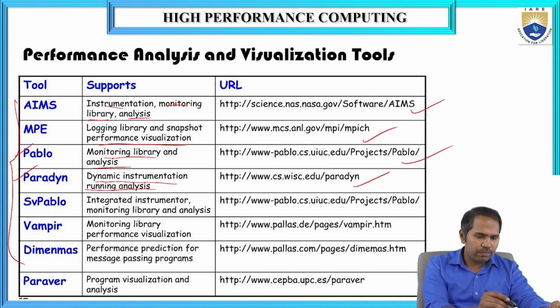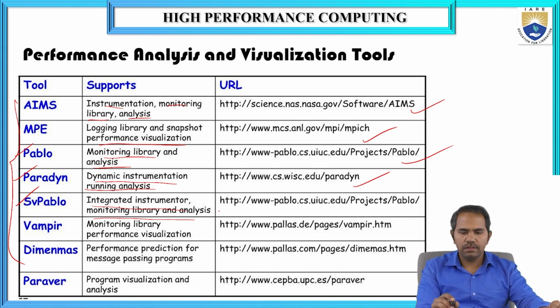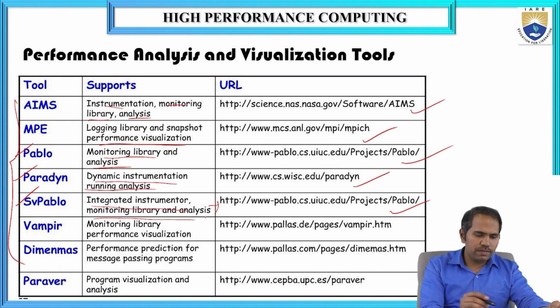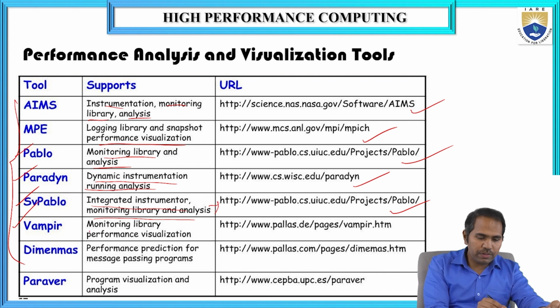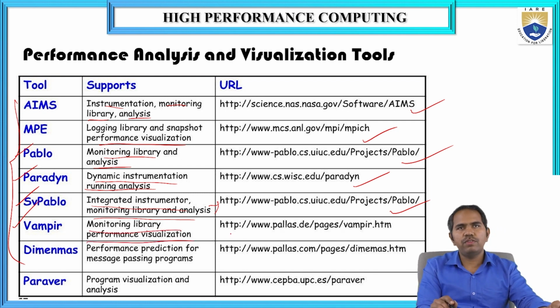Another tool is SvPablo, which is supported with an integrated instrumenter, monitoring library, and analysis. Here is the corresponding URL address for this. Next is VAMPIR, which has to be monitoring library and performance visualization. For these two things, we have to go for VAMPIR. So this is the URL location.